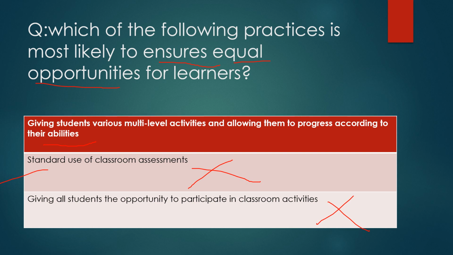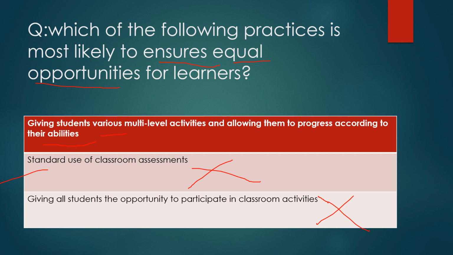levels of students. You have below average, you have average students, and you have above average students. So if you give all the students the opportunity to participate in classroom activities, the shy ones will not come out. The below average will never take the initiative to come out, although you are giving them an opportunity. You have to create activity according to their level. You have to create another activity according to the average students. Similarly, you have to make another activity for the students who are above level.